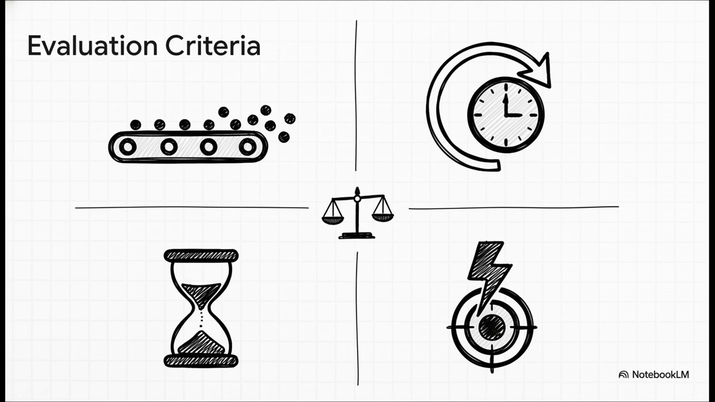So, how do we know if an algorithm is any good? Well, we grade it on a few key things. We want high throughput. That means getting a lot of work done. We want low turnaround time and waiting time, so things are efficient. And maybe most importantly for us, we want a super fast response time, so the system feels snappy. The tricky part is, improving one of these often makes another one worse. It's a constant balancing act.